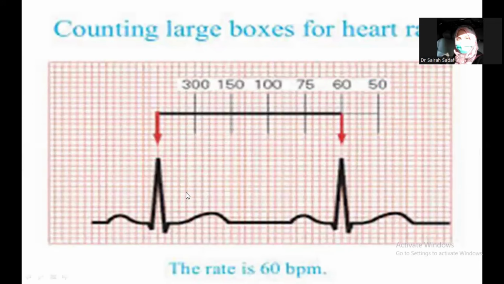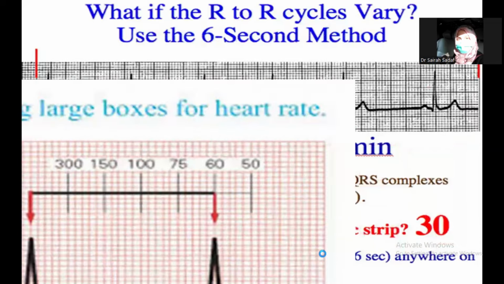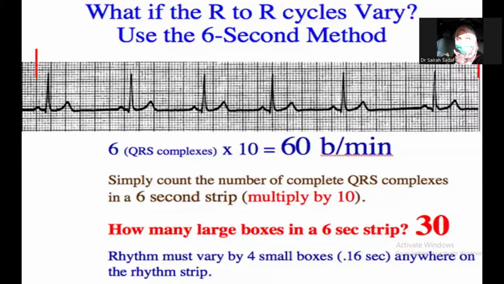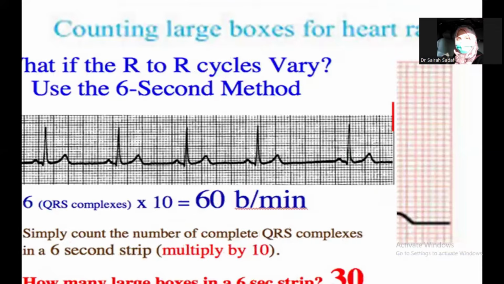Now on this slide, these are 2 R waves, and you can count the boxes: 1, 2, 3, 4, 5. Divide 300 by it, and you will get 60. The heart rate is 60. Now, what if the rhythm is not normal? In those slides, the rhythm was normal.